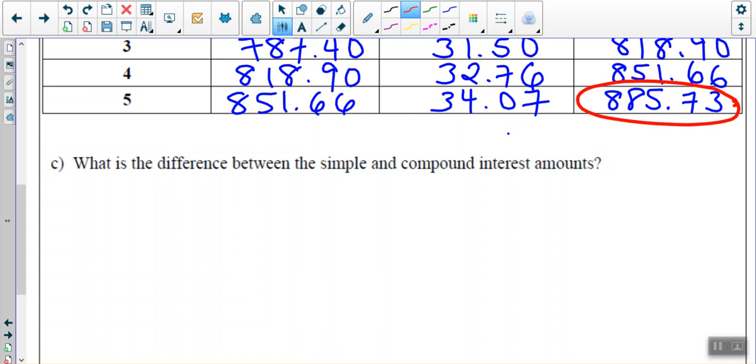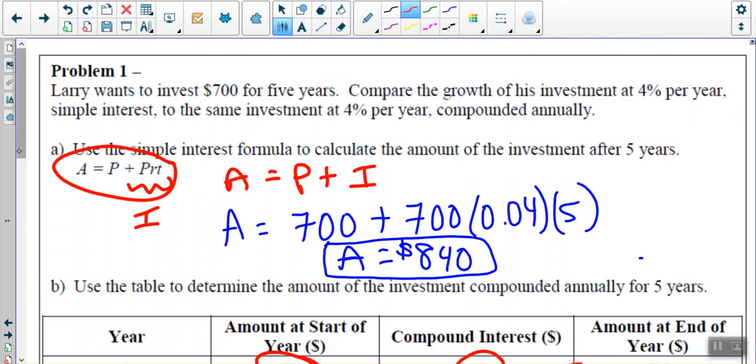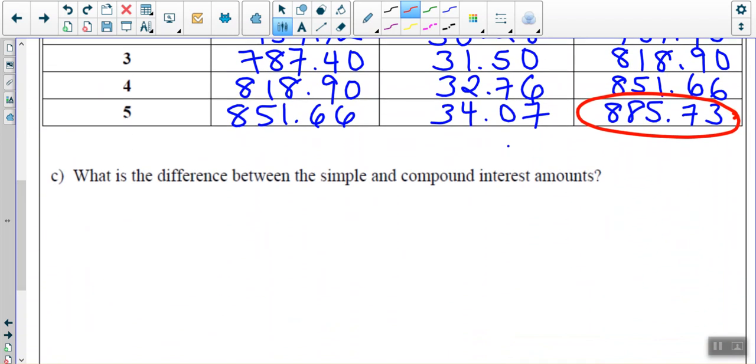And very last thing I'm going to have you guys do is just quickly watch a YouTube video demonstrating this exact difference in a simple versus compound interest account amount. And please send me any questions that you have, and also check out the independent practice questions that are posted.